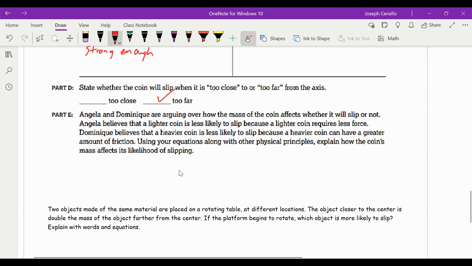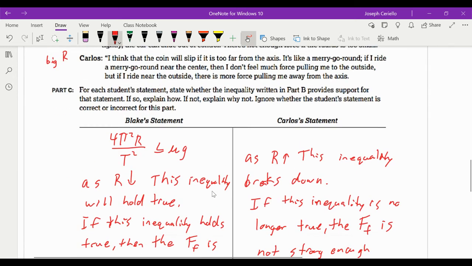Angela and Dominique are arguing over how the mass of the coin affects whether it will slip or not. Angela believes that a lighter coin is less likely to slip because a lighter coin requires less force. She is half right. Dominique believes that a heavier coin is less likely to slip because a heavier coin has a greater amount of friction. Use the equations along with other physical principles to explain how the coin's mass affects the likelihood of slipping.